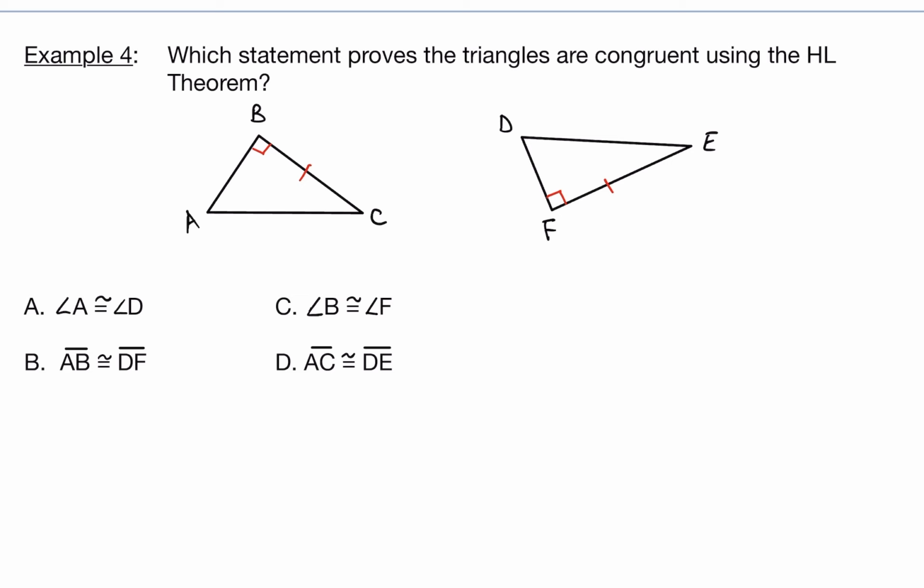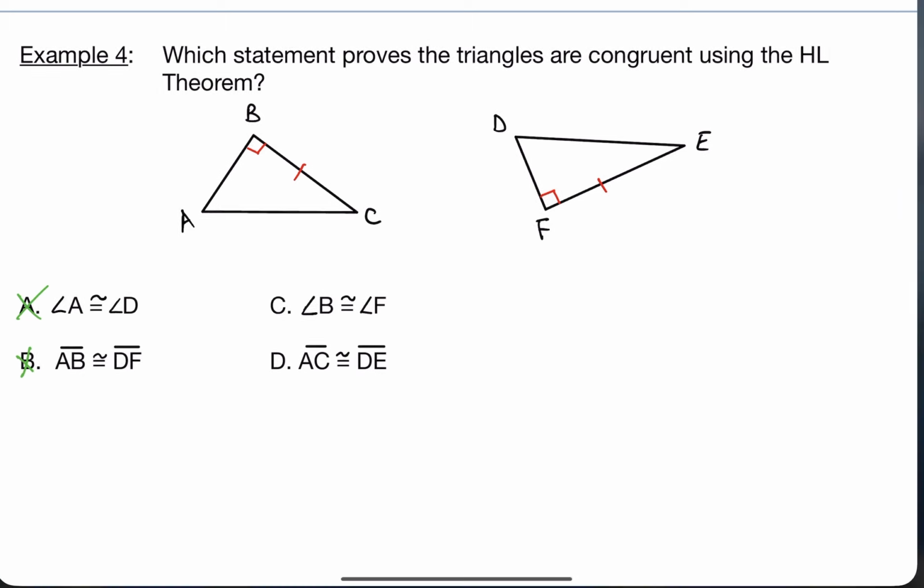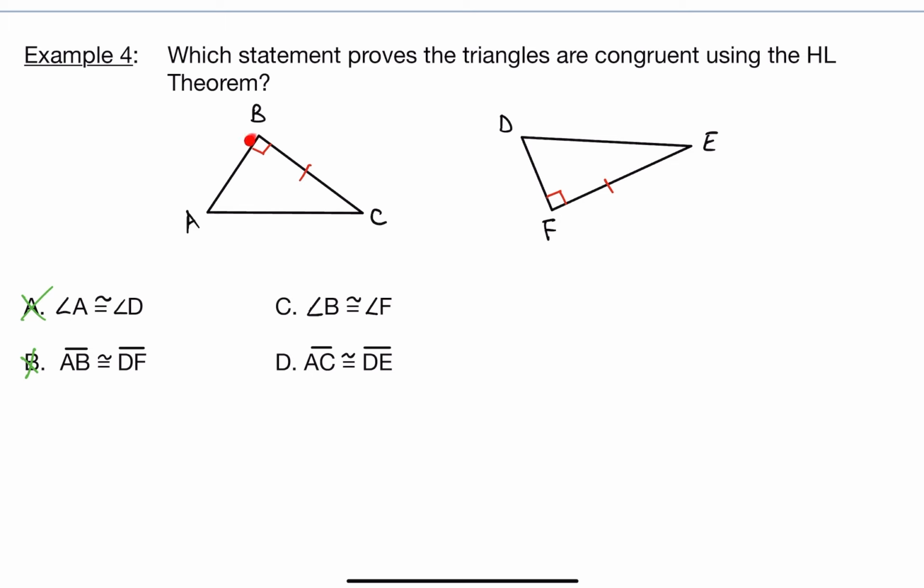So let's go ahead and take a look at option A. Option A says angle A and angle D are the same. Well, that doesn't help us, so that can't be it. So let's cross that out. Selection B says length AB is congruent to DF. That doesn't help us out because those are the legs of the triangle, so that's not it. Let's take a look at option C. Option C says angle B and angle F are congruent. Well, that's true, they are congruent, but that's not the additional information that we need. So that can't be it.